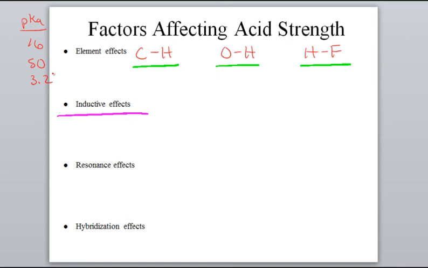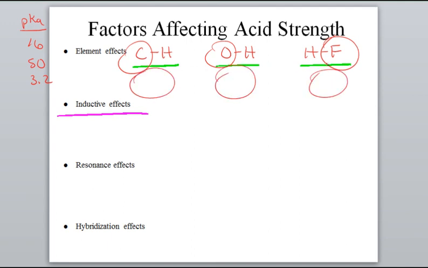So when we're comparing the atoms that are bonded to H, C, O, and F, they're all either in the same period or the same family, and based upon either being in the same family or the same period, you use size or electronegativity. Why don't you pause the video and write the pKa values below those bonds and think about how you made that decision. Unpause the video when you're ready to check your answer.